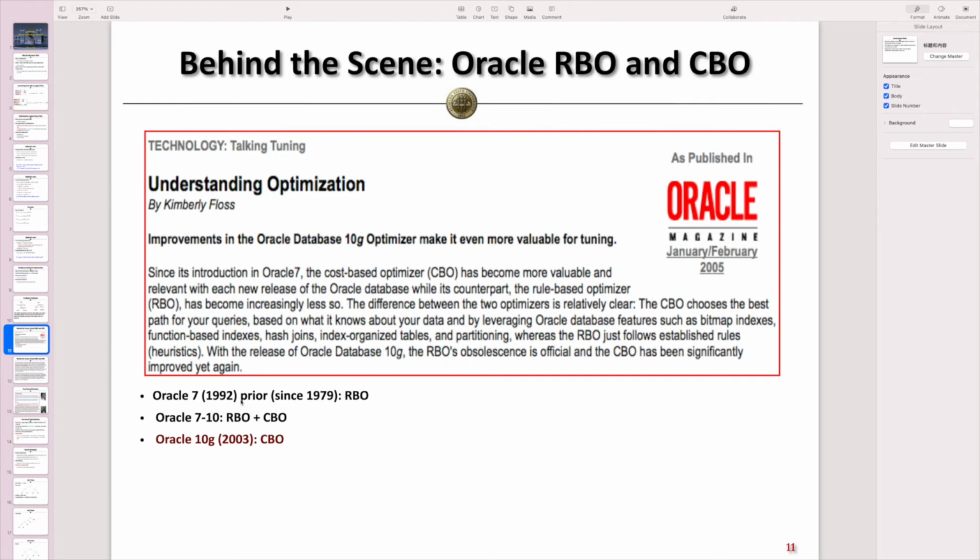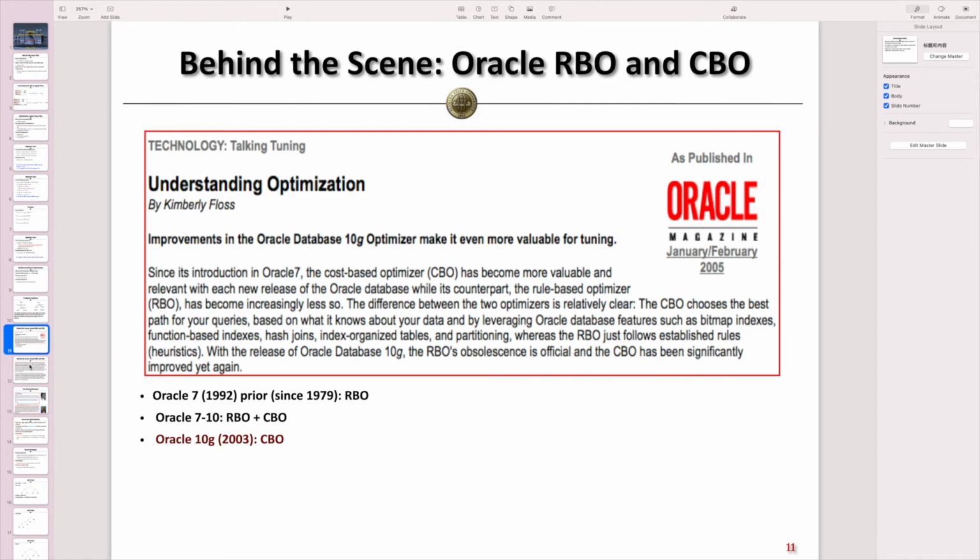For Oracle 7, they use the RBO, and gradually between Oracle 7 and Oracle 10, they use a combination of both RBO and CBO at the same time. And for Oracle 10G as well as following versions, they all rely on the CBO instead. Since Oracle 10G, the RBO has been deprecated, and the CBO has become more important in improving query optimization.